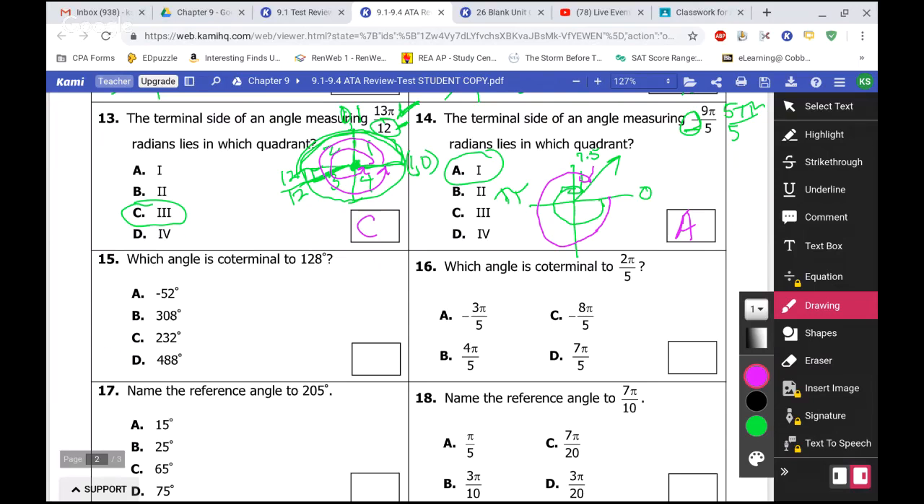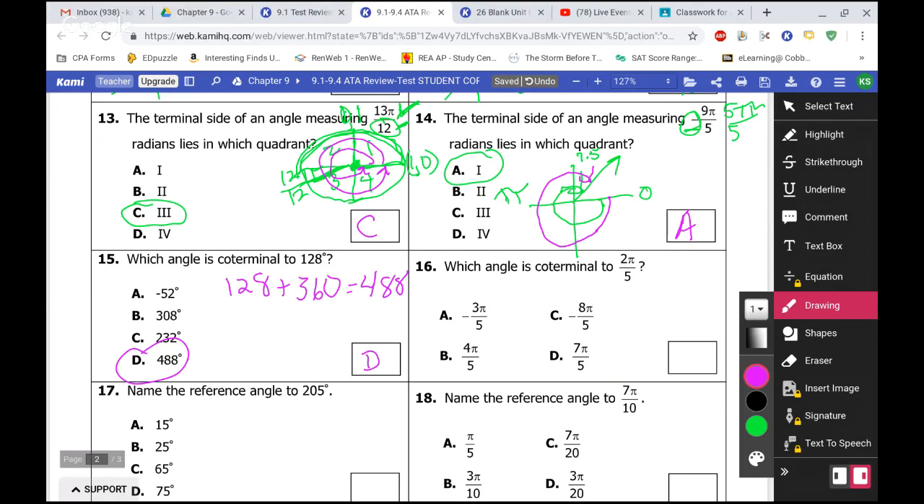With coterminal angles, what you're going to do is just add 360 or subtract 360, depending on what it's asking for. If it's asking for a positive coterminal angle, obviously you want your answer to be positive. So you're going to add or subtract multiples of 360 till you get the desired answer. In this one, we only have to go up one. You're going to get 488, which is D. If it was asking me for a negative one, I would have subtracted 360. Does that make sense?